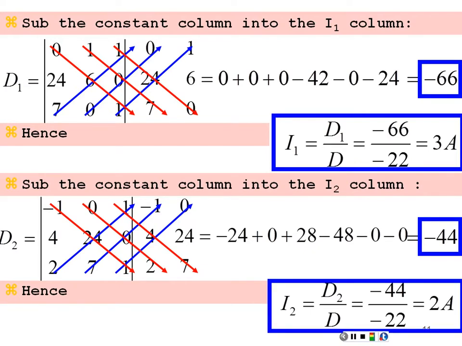You can see where this is going. If you wish to find I3, just substitute in your constant column for the I3 column and do the determinant of that divided by the denominator determinant, negative 22, and you would get negative 22 over negative 22, which will be 1. So that's how you would use Cramer's rule to solve this. I think it's a little bit easier just doing the substitution ideas that we did earlier for this branch current analysis. But this is one way you can use linear algebra to solve for it as well.